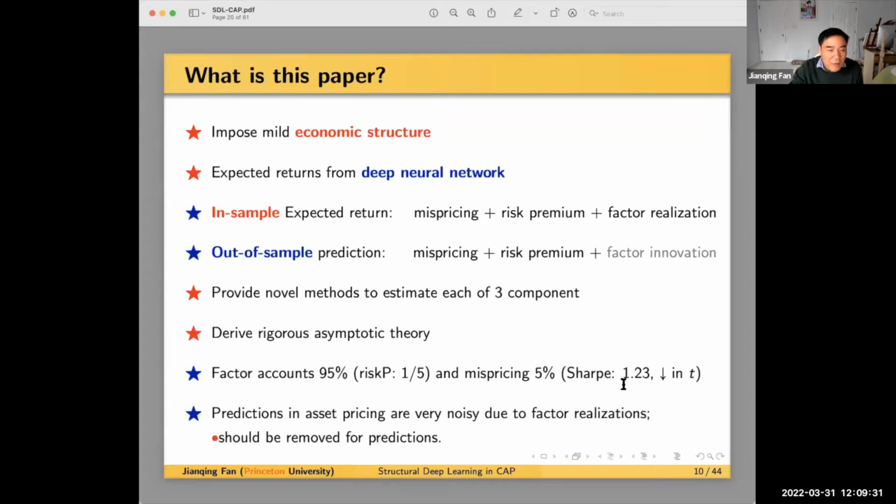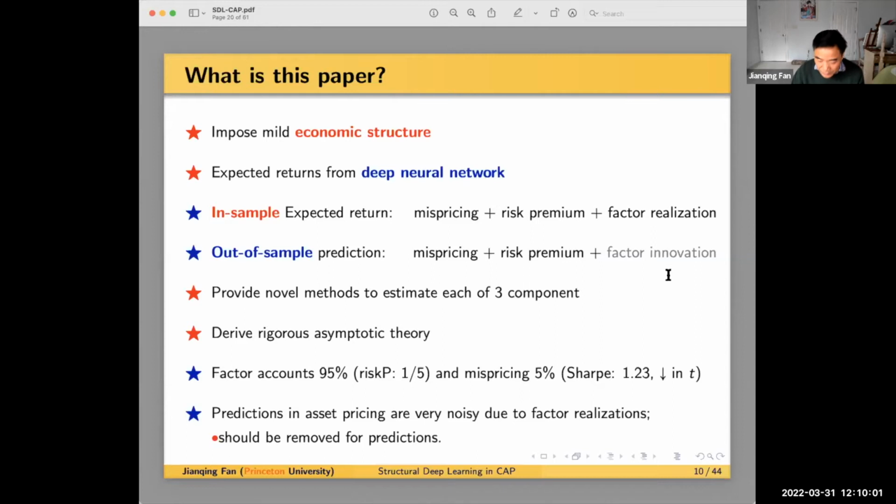From our study, it is clear that if we use traditional methods, we are really just using factor realization to predict the factor innovation, which increases the noise. As a result of our study, we are saying that when you are trying to predict asset returns, you shouldn't use factor realization. Because using factor realization to predict factor innovation is very hard, since a factor is basically a random walk. So you can't do that.